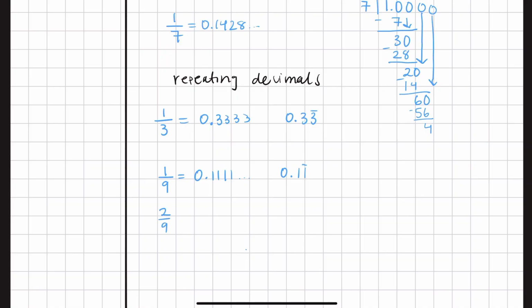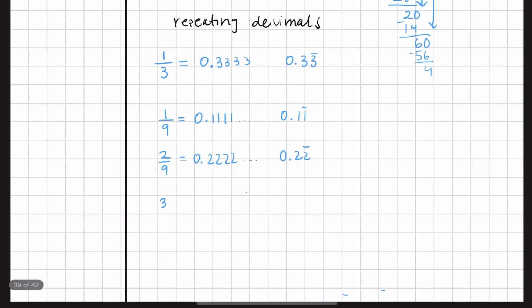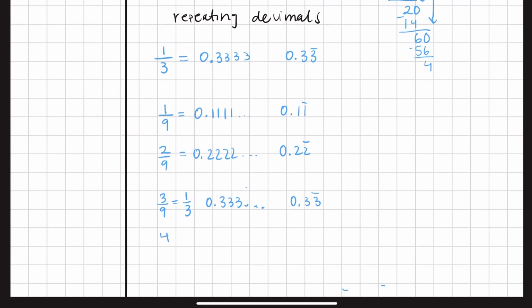2/9, same thing, 0.2222 forever and ever and ever. So this would be written as 0.22 with a dash over the 2. Another one, 3 over 9, which simplified is actually 1/3 if I divide both top and bottom by 3, which is, like we went over, 0.3333, which I can write as 0.33 with a dash. And if we were to do 4 over 9, yep, you guessed it, 0.444 forever and ever and ever, which we could write as 0.44 with a dash.